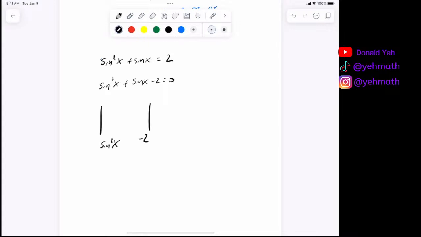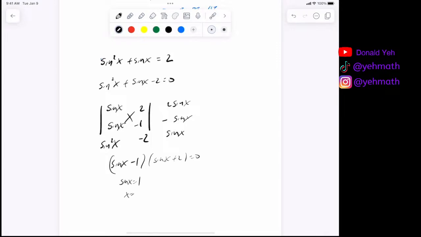And this is why the box method is very good, because it shows what happened. Sine of x, 2 and 1, 2, sine of x and sine of x. Which one needs to be negative? The 1? You're absolutely right. Sine of x minus 1 times sine of x plus 2. So sine of x is equal to 1, x equals pi over 2.